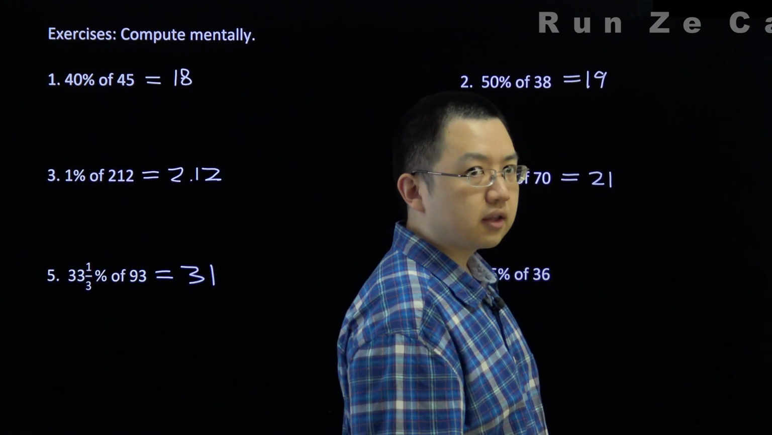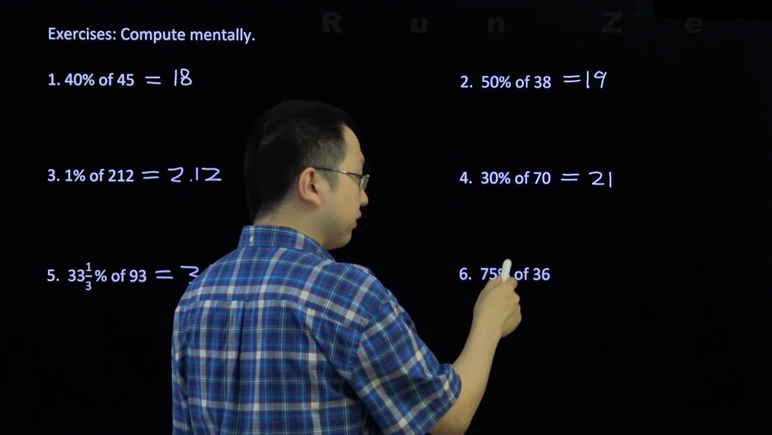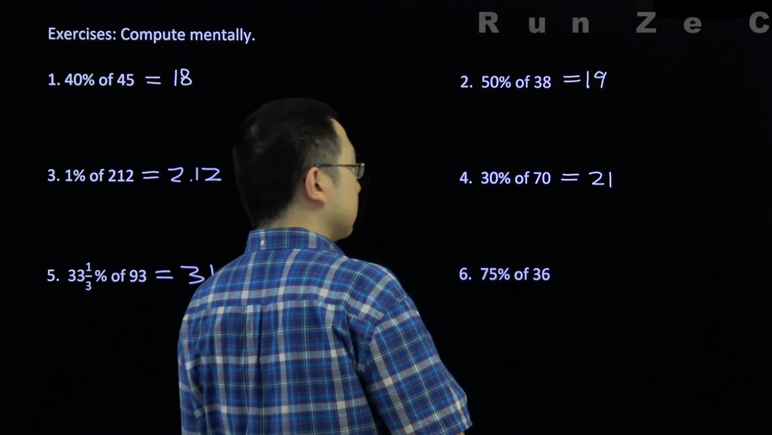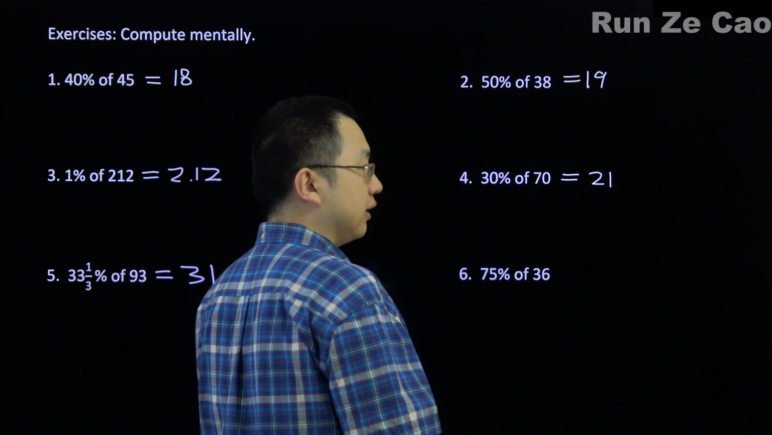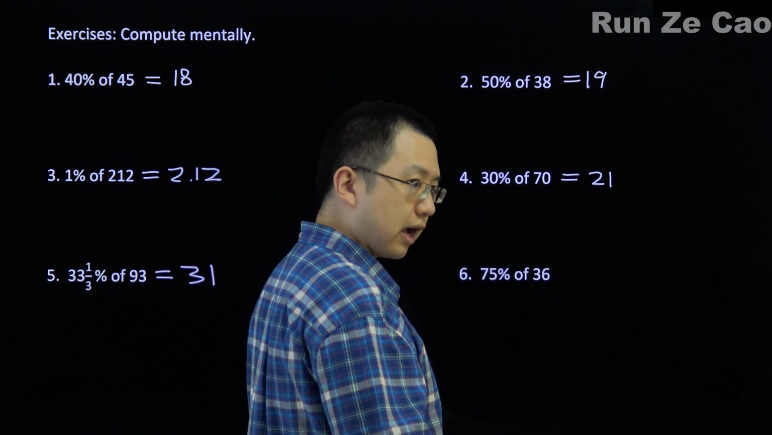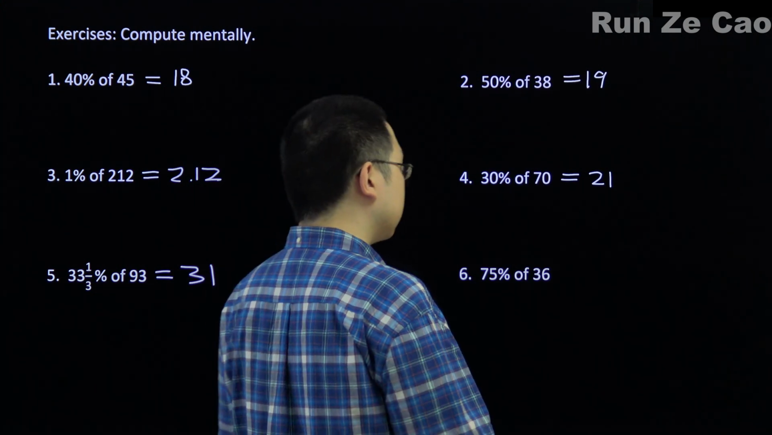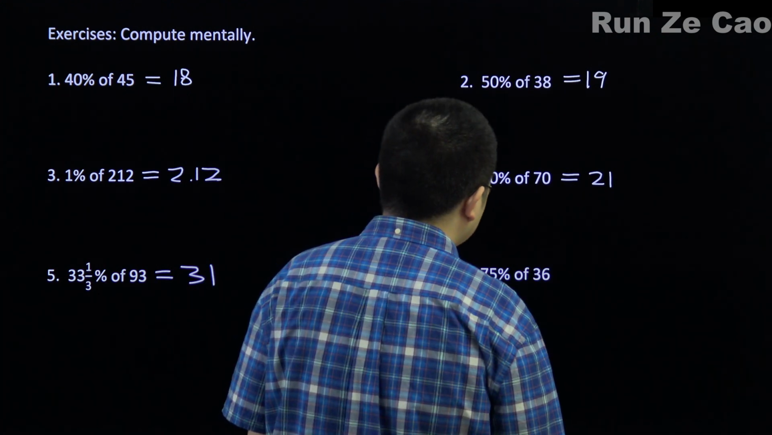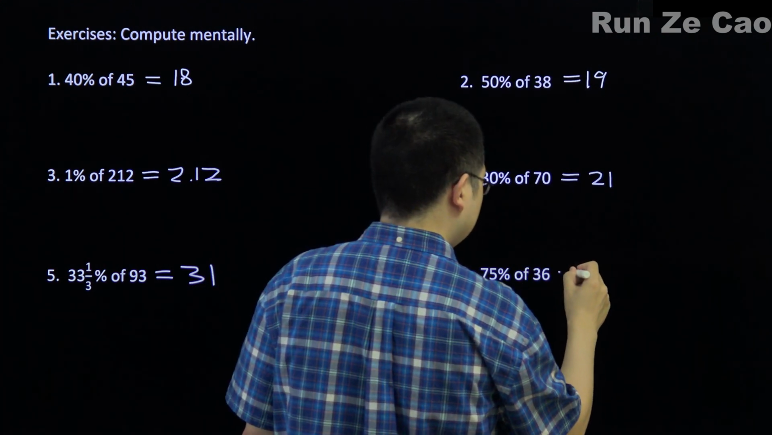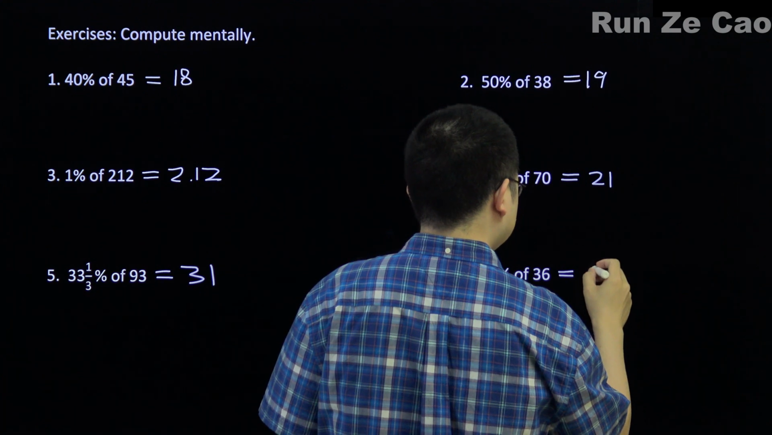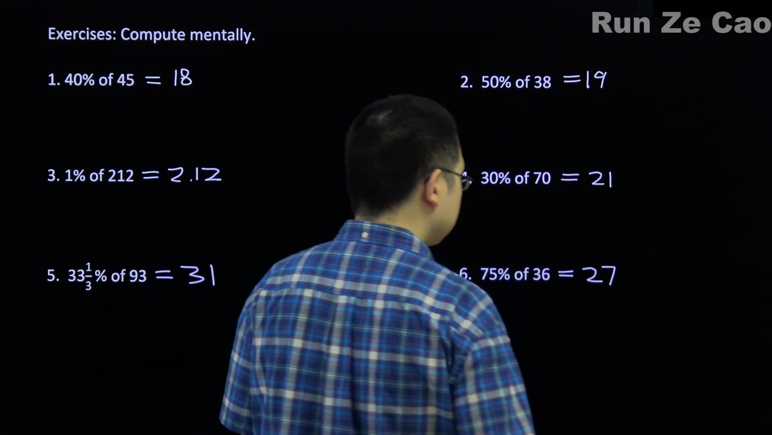75% of 36, that's 3/4 of 36. So, what's 1/4 of 36? It's 9. 9 times 4 is 36. So, 3/4 is 3 times 9, or 27.